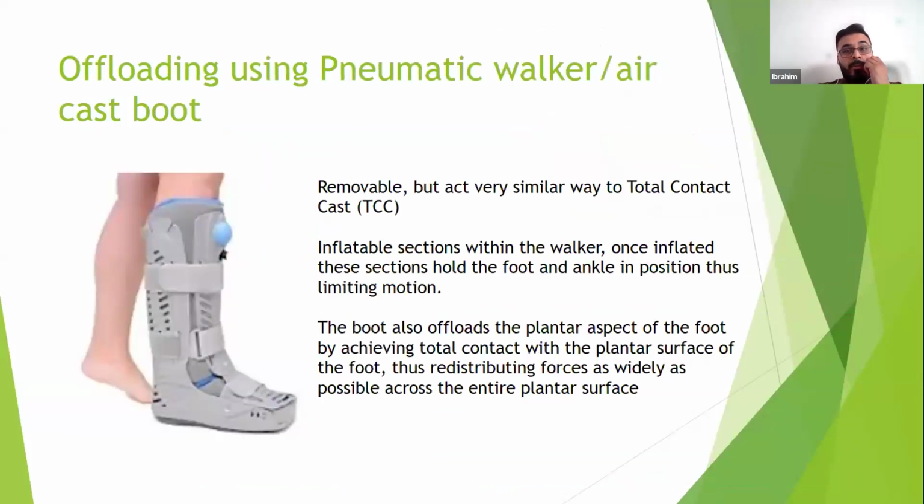So offloading using a pneumatic walker air cast boot, probably you see that more for people that have a Charcot foot. The idea is it acts very similar to a total contact cast, but it can be removable. Within the air cast, you have little pockets where you inflate. Once inflated, these sections hold the foot and ankle in position, limiting the motion. The boot also offloads the plantar aspect of the foot by achieving total contact with the plantar surface of the foot. Therefore, it redistributes the force and pressure as widely as possible across the entire plantar surface.